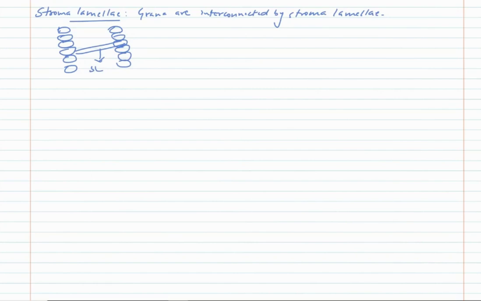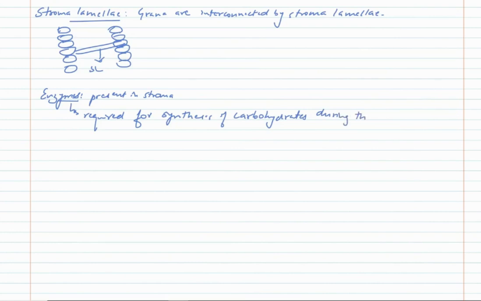Apart from grana and stroma lamellae, there is presence of enzymes. These enzymes are present in stroma. These enzymes are required for synthesis of carbohydrates during the dark reaction of photosynthesis. Therefore, stroma and stroma lamellae are sites for dark reaction.